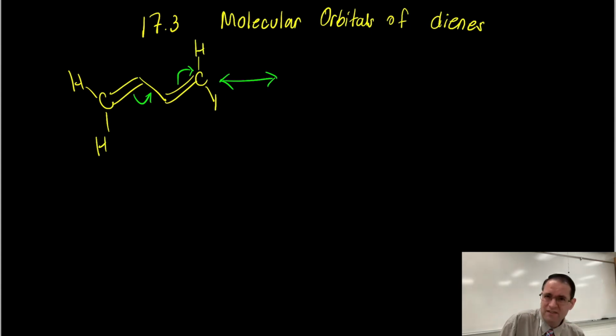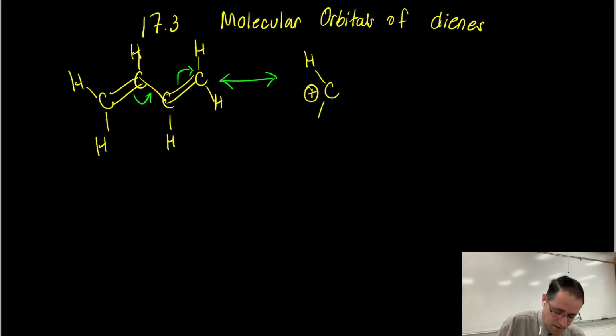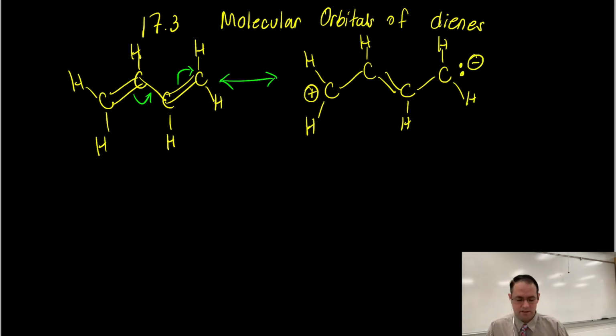I think it's best if I draw in the H's here so we can kind of see the situation with the octet, okay? So the carbon on the left has no octet. The carbon on the right does have an octet. So this resonance structure is terrible, okay?